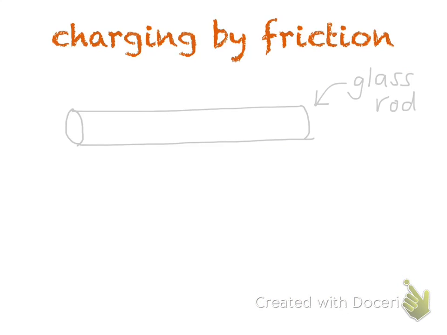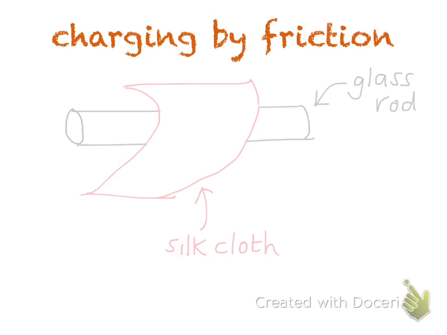Let's now go and consider how one charges an object by friction. If we take a glass rod and a silk cloth and we rub them up and down against each other, we will slowly charge both the glass rod and the silk cloth. The glass rod ends up being positive and the silk cloth being negative. Let's try and see if we can work out why.